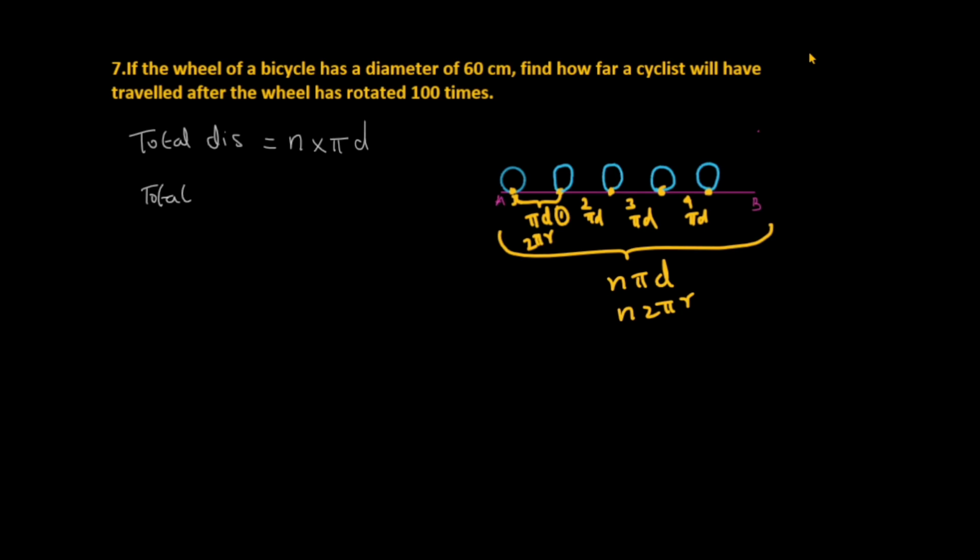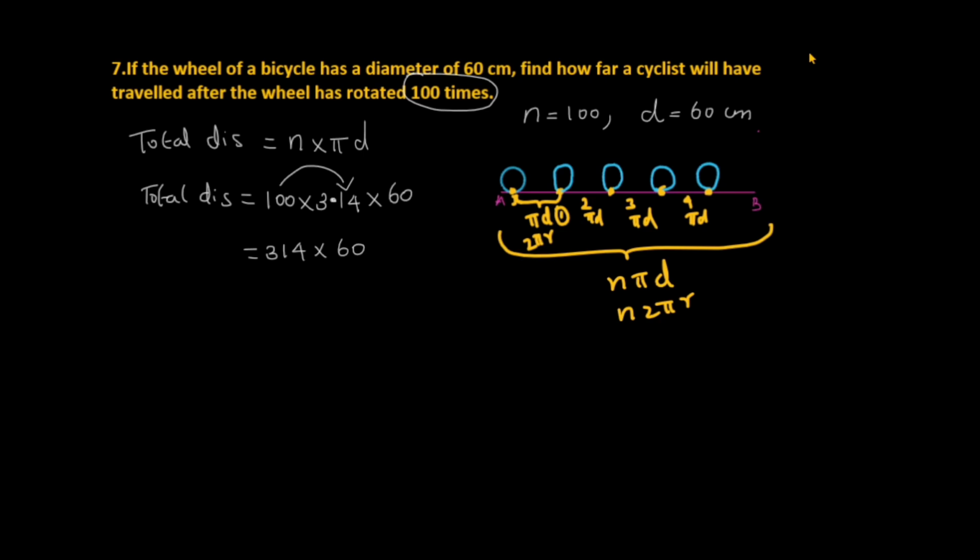So total distance is equal to the number of rotations, here given 100, so n into pi into diameter. The pi value 3.14, diameter is 60, n here is given 100, and the diameter of the wheel is 60 centimeter. Why we are using 3.14 is that the calculation is a bit easy here. By multiplying 100 into 3.14, we will be getting 314 into 60, the distance we are covering, in centimeters.